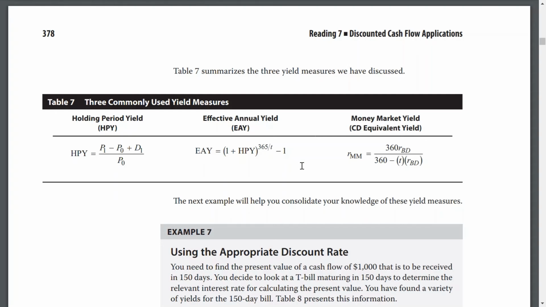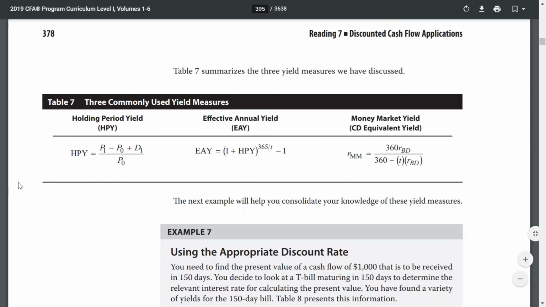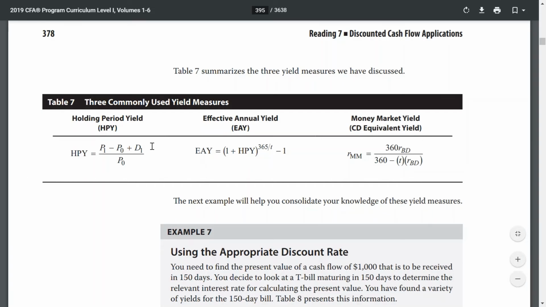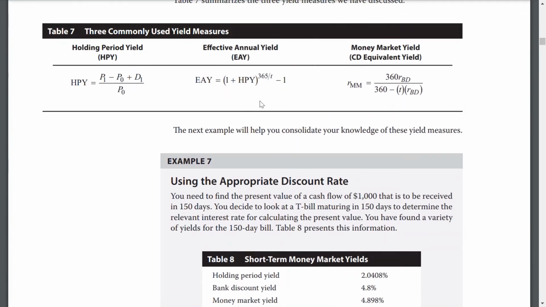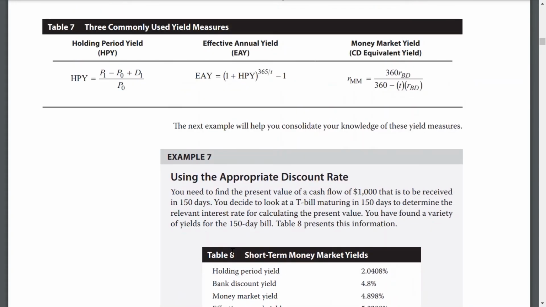Okay, table 7. Three commonly used yield measures. We have the holding period yield, we have the effective annual yield, and we have the money market yield. So the holding period yield, the HPY, is this. The effective annual yield is this. And the money market yield is this. Interesting to take note that one year for each of these examples is 360 days. What? The effective annual yield is 365. Okay, this is just confusing. The next example will help you consolidate your knowledge of those yield measures.